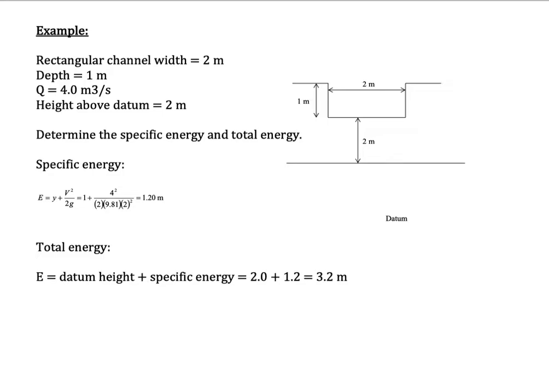Okay, this is a simple example. Let's say we have a rectangular channel. The width is 2 meters, the depth is 1 meter, the flow rate is 4 meter cube per second, and the height above the datum is 2 meters. If we want to calculate the specific energy, this is the calculation: y plus v squared over 2g. We could calculate v by having Q divided by A. From the diagram, we know that A is 2 meters times 1 meter. Then we could get the specific energy as 1.2 meters.